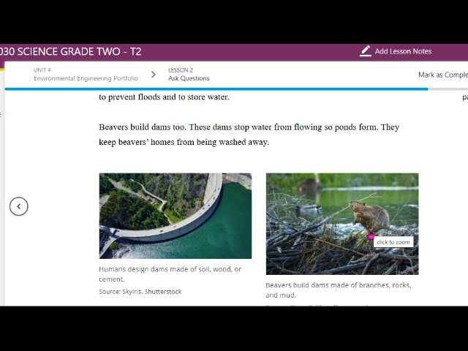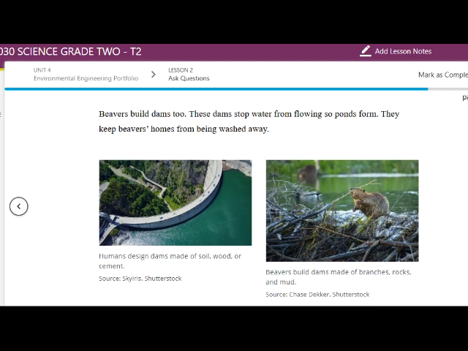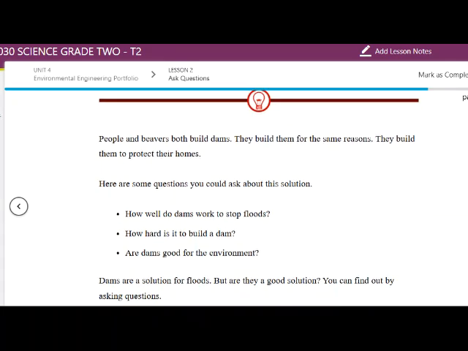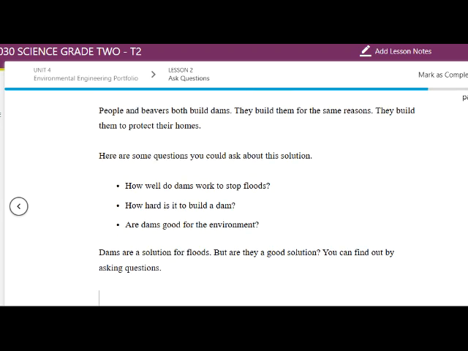But beavers build dams too. These dams stop water from flowing so ponds form. They keep beavers' homes from washing away. So beavers build dams made of branches, rocks, and mud. People and beavers both build dams. They build them for the same reason. They build them to protect their homes.